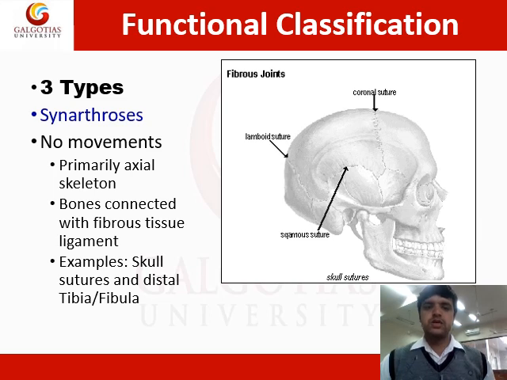Primarily, these types of joints are present in the axial skeleton. In these joints, the bones are connected with fibrous tissues, and the connecting link is the ligaments, which don't allow movement. Examples are the skull sutures and the distal tibia and fibula, because at the junction of these two bones fibrous tissue is present, which does not allow proper movement of that joint.